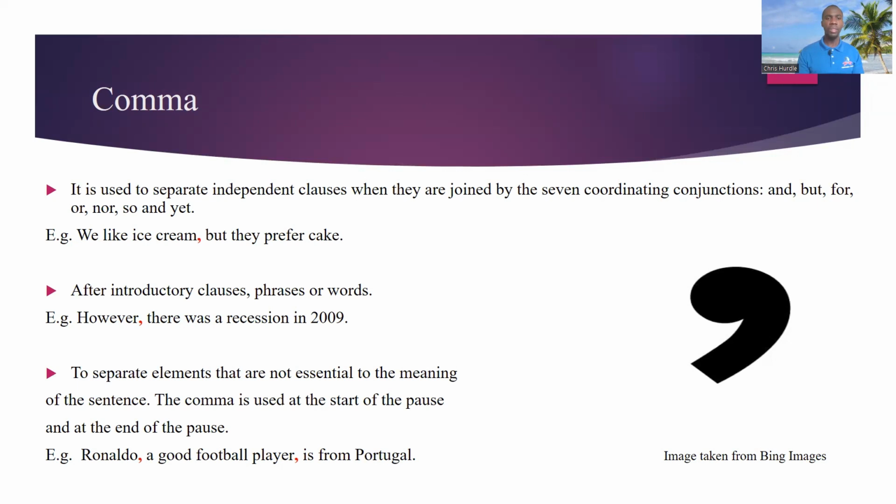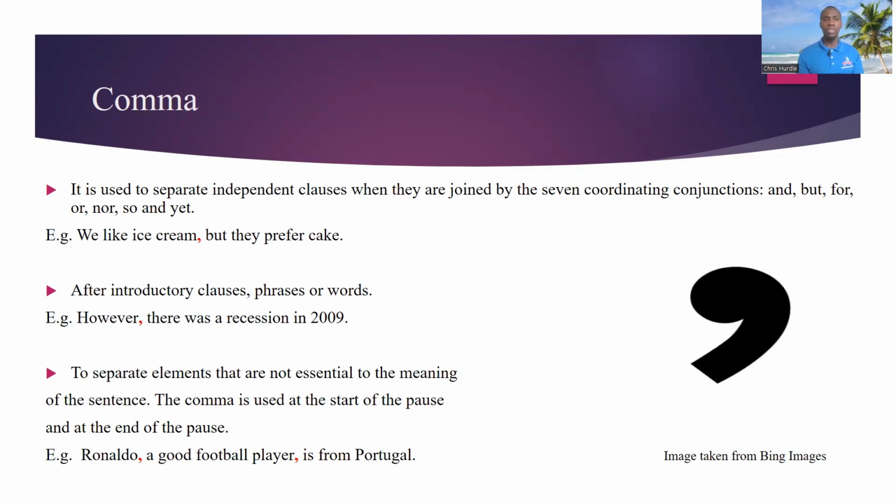So we like ice cream, but they prefer cake. As you see, the second sentence, they prefer cake, that's a complete sentence, but they are joined by the coordinating conjunction, one of the coordinating conjunctions, but. So we use a comma to separate them. So the comma will occur at the end of the first sentence. So we like ice cream, comma, but they prefer cake. You see? So the comma will go after the first sentence. Then we will have the coordinating conjunction and the second sentence.